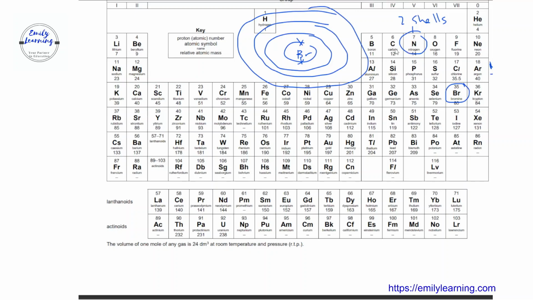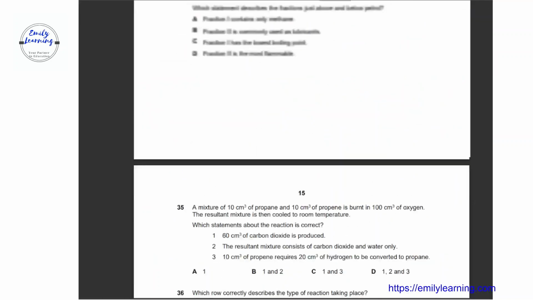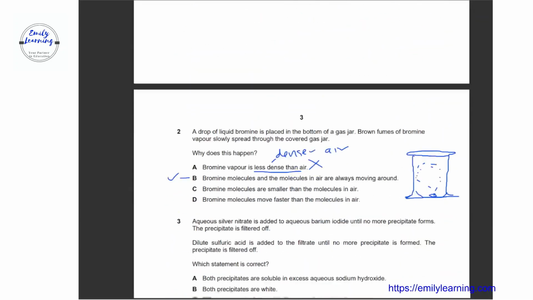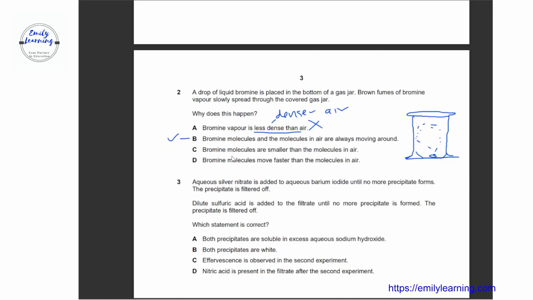Okay, so in other words, bromine is bigger, the molecule size is bigger compared to the size of nitrogen. Because of this, the molecule of bromine is bigger than the molecules in air, which we use nitrogen as a reference. So therefore, C is wrong.